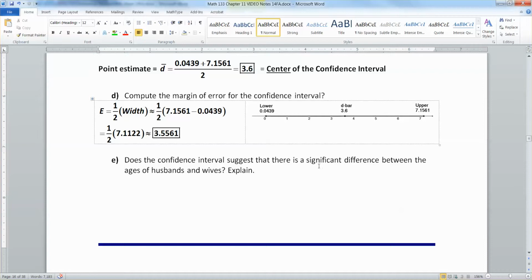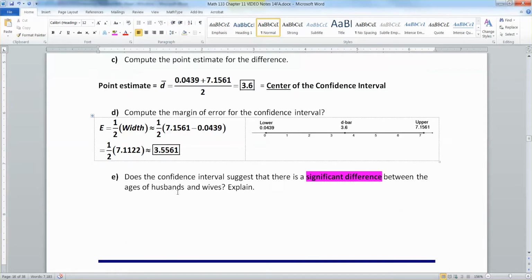All right, now does this confidence interval suggest that there is a significant difference? All right, there are those words again, significant difference between husbands and wives. Well, what wouldn't be a significant difference? If they're not significantly different from each other, that would mean that 0 is in that interval, right? That null hypothesis equals 0 is always standard through all of chapter 11. If there's no difference between the groups, no difference implies when you subtract them, you get 0.